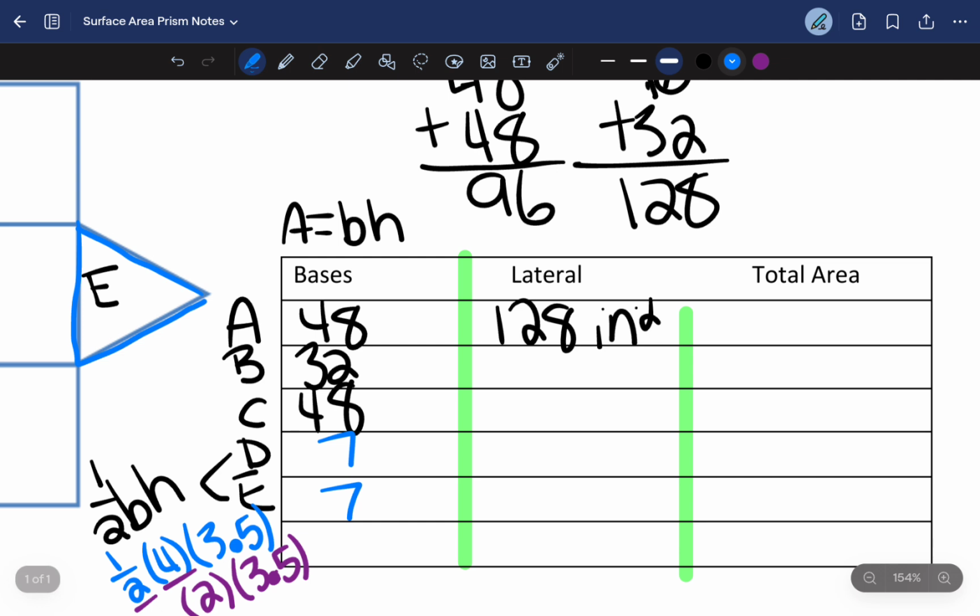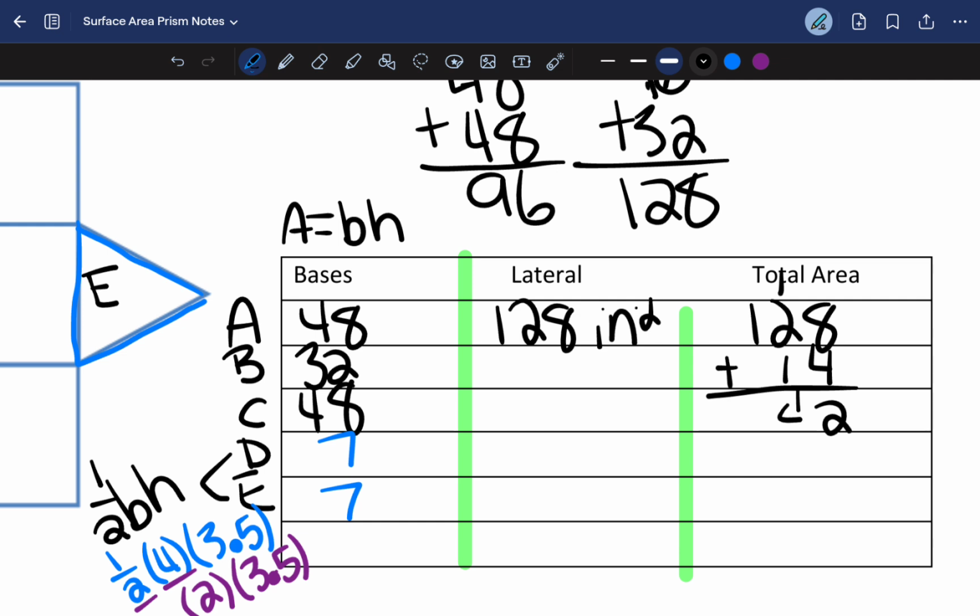Again, to find total surface area, you're going to take your answer from lateral surface area. So we're going to do 128, and then we're going to add 14. And we get 2, carry the 1, 4, and then 1. So it's 142 inches squared. All right, good job finding surface area of prisms.